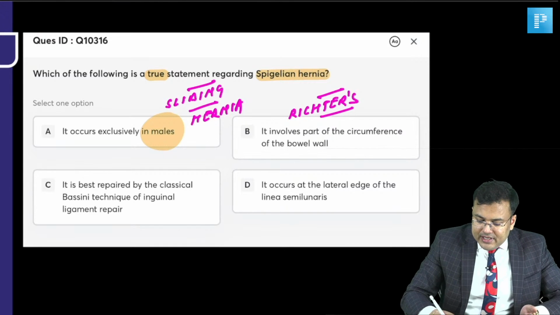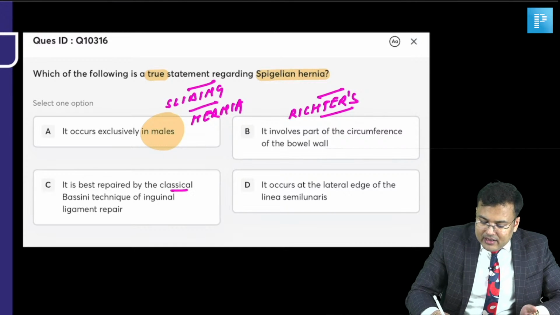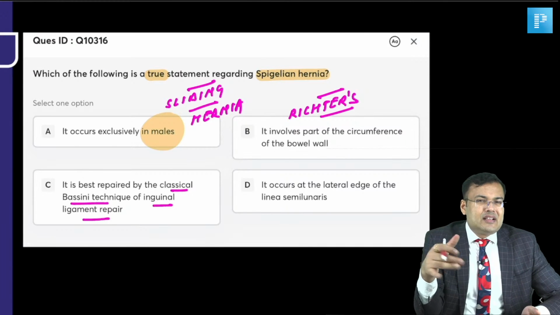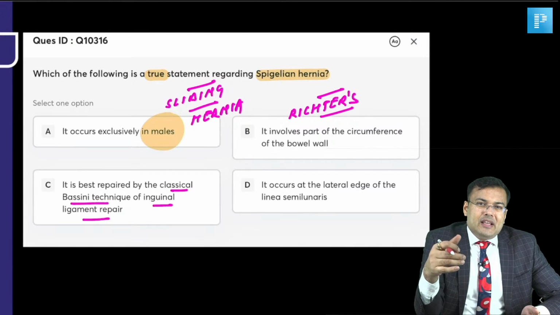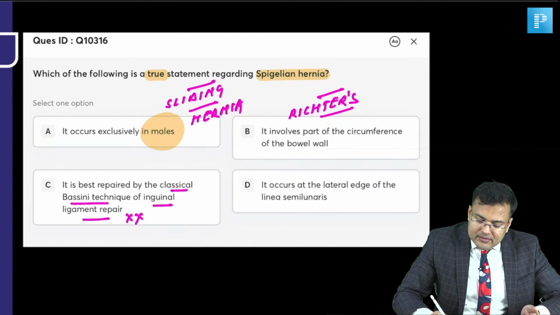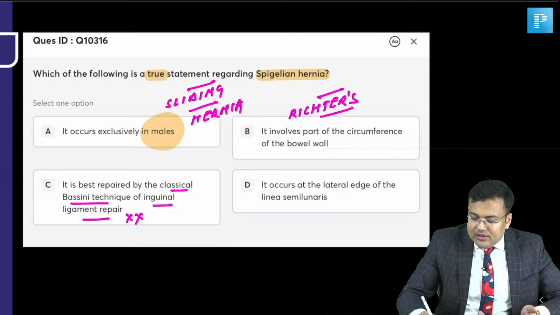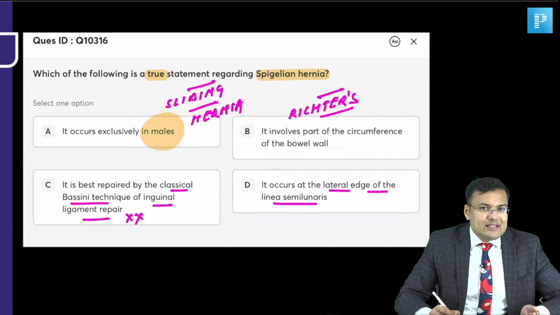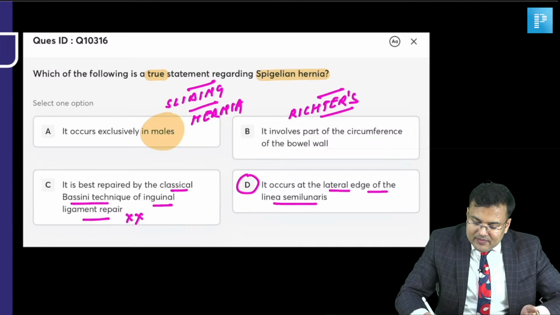Now option C, best repaired by classical Bassini's technique of inguinal ligament repair. Bassini's is also known as triple layer repair. It has a high recurrence rate, so this is not done nowadays. And what is the fourth option? It occurs at the lateral edge of linea semilunaris. Actually speaking, this is correct.